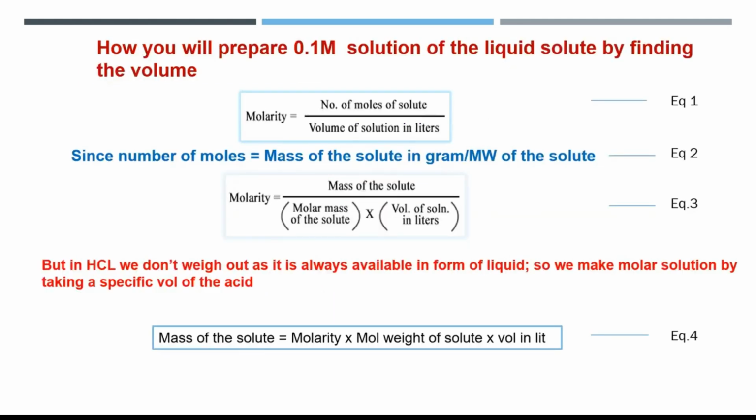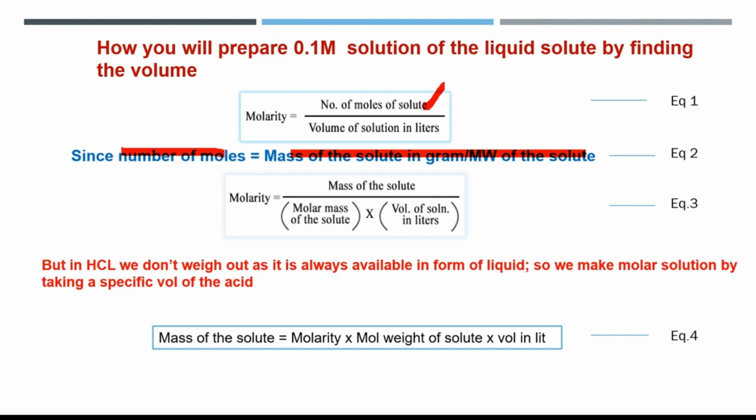So let's take next how you will prepare 0.1 molar solution of a liquid solute by finding the volume of that bottle. So first of all, apply the formula of molarity. Molarity is the number of moles of the solute divided by the volume of the solution in liters. And as you all know, number of moles is equal to mass of the solute in grams divided by molecular weight of the solute.